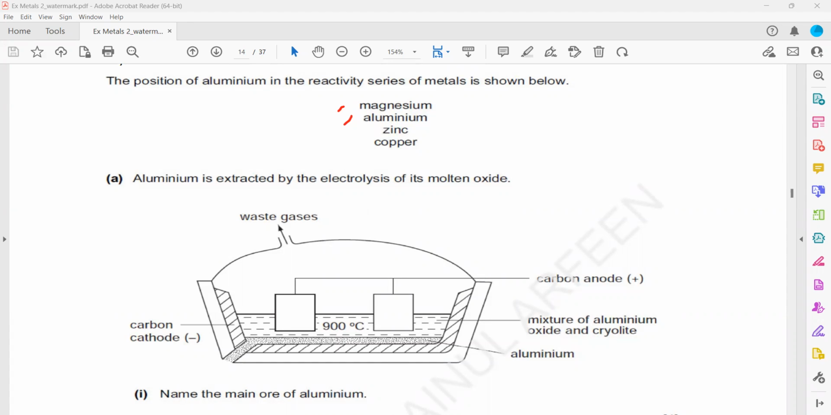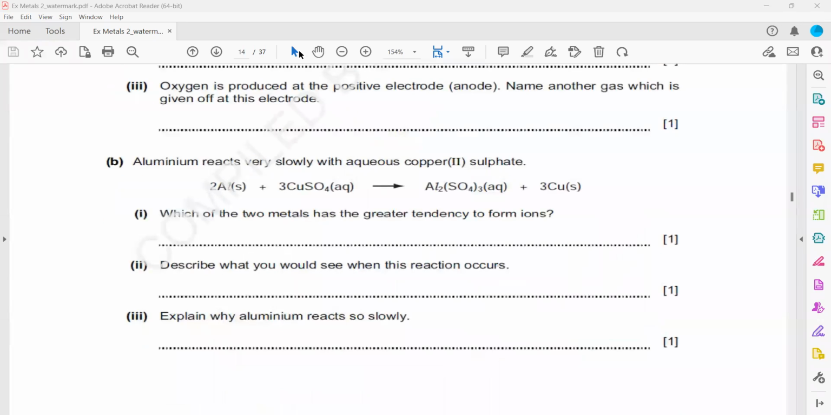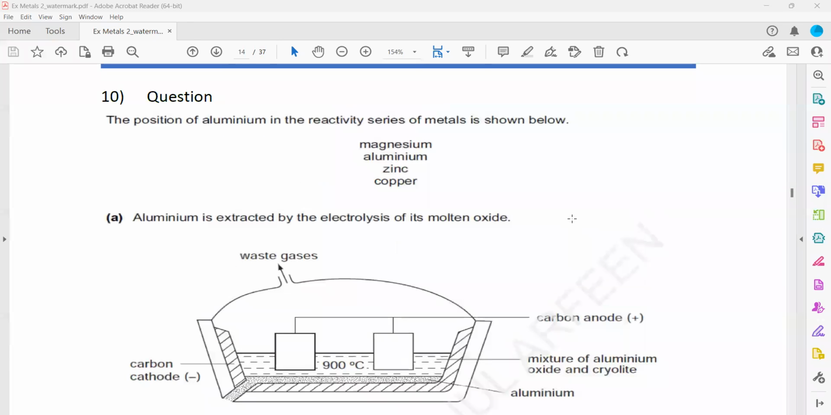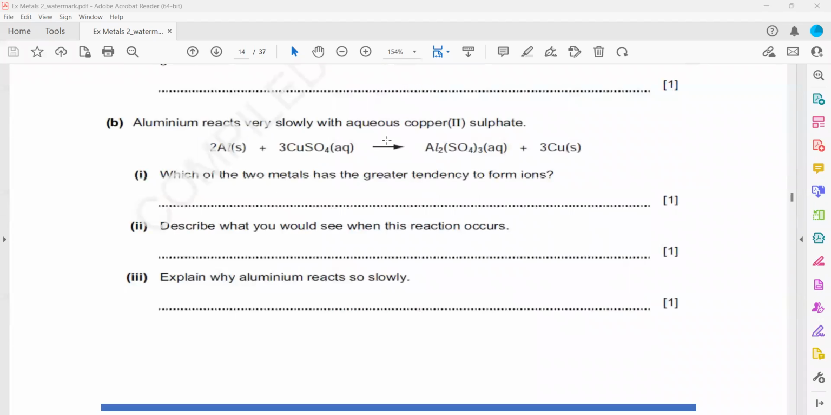But with reference to the question, because they asked which of the two metals, usually when we talk about the reactivity series, magnesium and aluminium are the two. But the question is with reference to this equation. So which of the two metals has a greater tendency to form an ion? Is it aluminium or copper? Aluminium, because the more reactive metal can displace the less reactive one, so it has a tendency to turn into an ion. So aluminium, you can say.